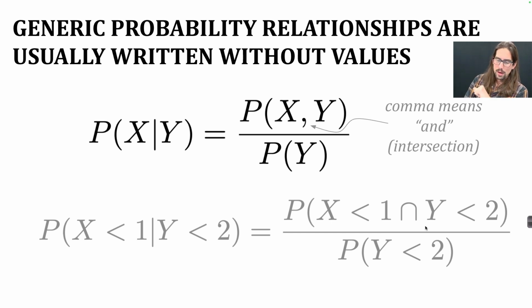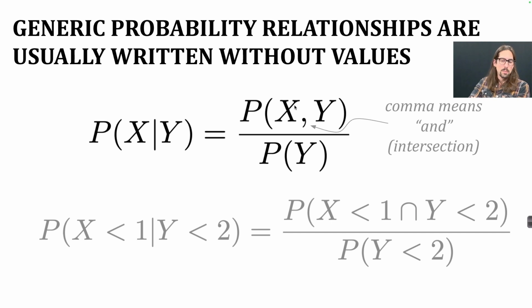And so when we write this relationship in general, we often omit those particular events, and we just say the probability of x given y is equal to the probability of x and y over the probability of y.